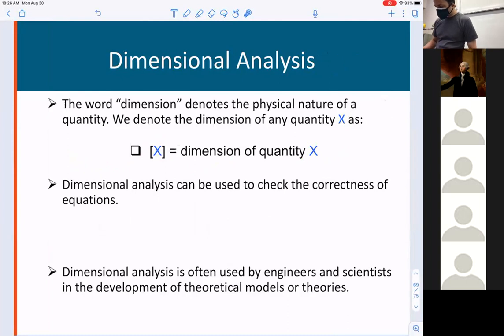So, dimensional analysis is very useful to check the correctness of equations. So another way of saying this is check your units. So if you write down an equation and the dimensions or the units of the quantity on the left do not match up with the dimensions of the units of the quantity on the right, then you know that there's something wrong in your calculations.